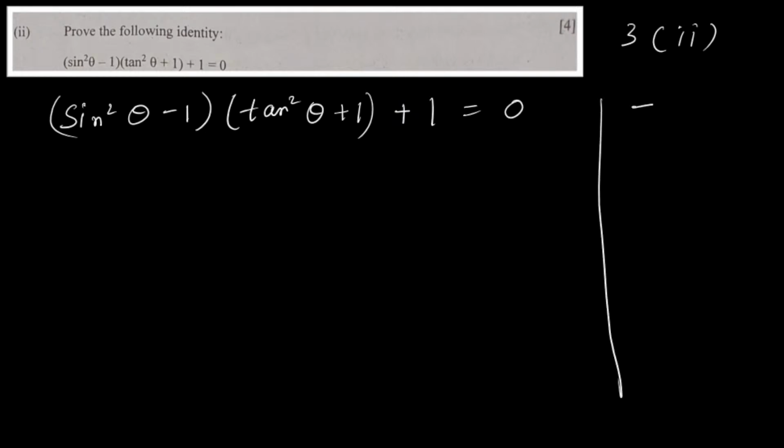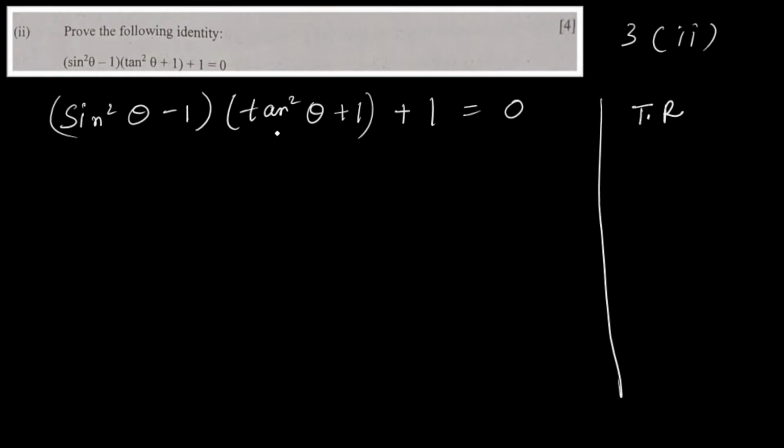We have to prove that (sin²θ − 1)(tan²θ + 1) = 0. So this is what we have to prove. For trigonometrical identities, first of all you check for trigonometrical relations. That's the first thing. Here, see if any relation you can use. So first thing, square is there.